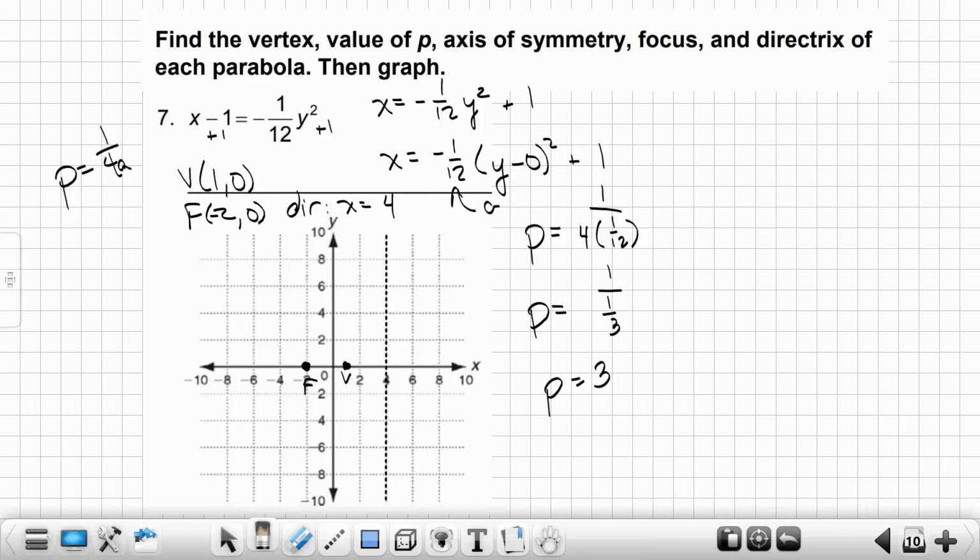And then it says to graph it. Since our p-value is 3, it's a semi-wide-ish parabola. I'm not too worried about exactness here. So kind of wide, we'll go with like that. It's a little too curved there.